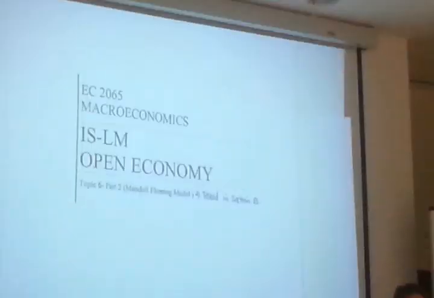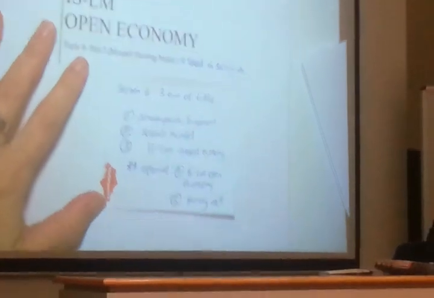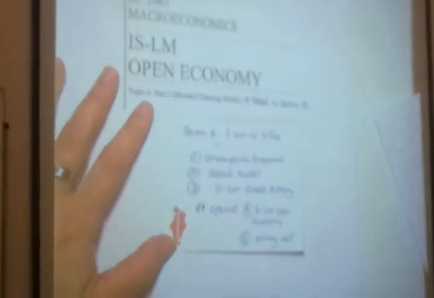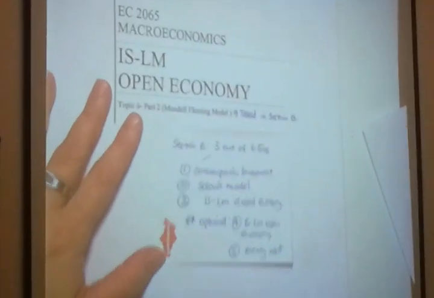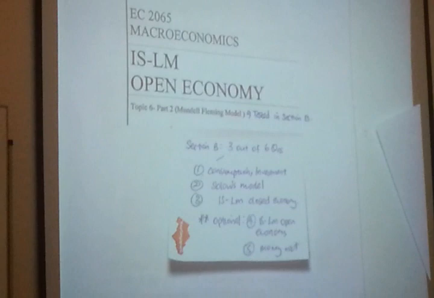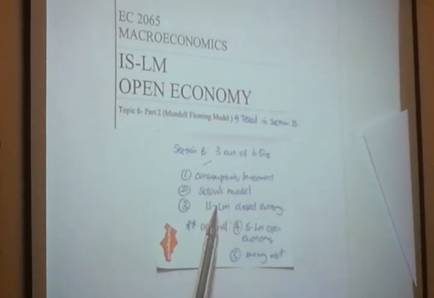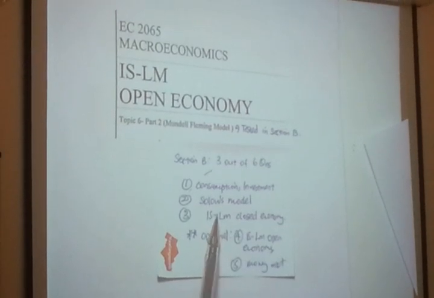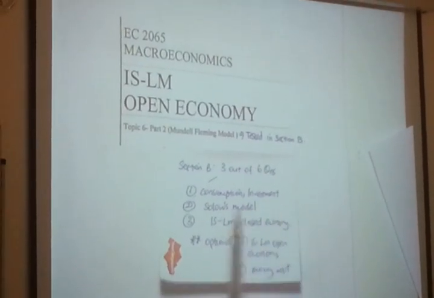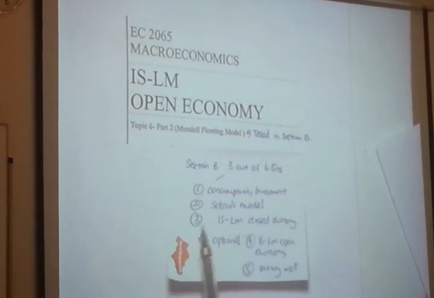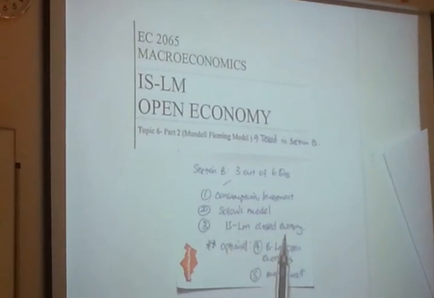in the exam, we need to do 3 out of 6 questions, right? Copy down if you want to. If not, I'll flag this again. We're done with tutorial 1 to 3. In tutorial 1 to 3, I painstakingly went through all the section A and B questions because those questions tend to come out in the exam: tutorial 1, consumption investment; tutorial 2, Solow's model; tutorial 3, ISLM, closed economy.